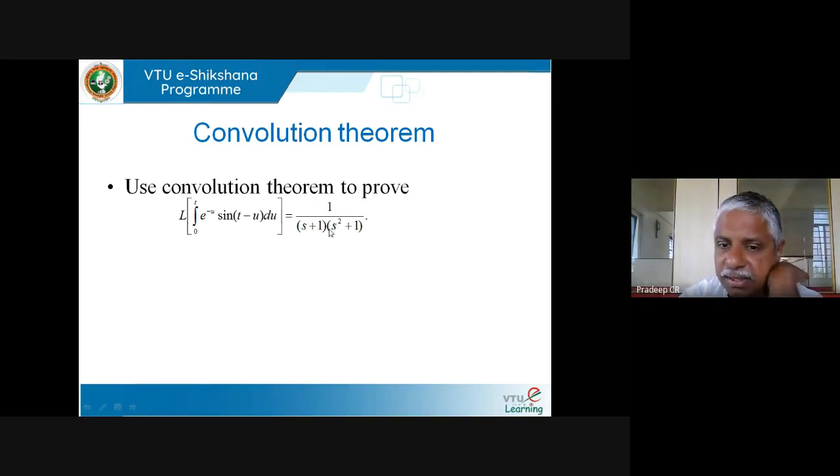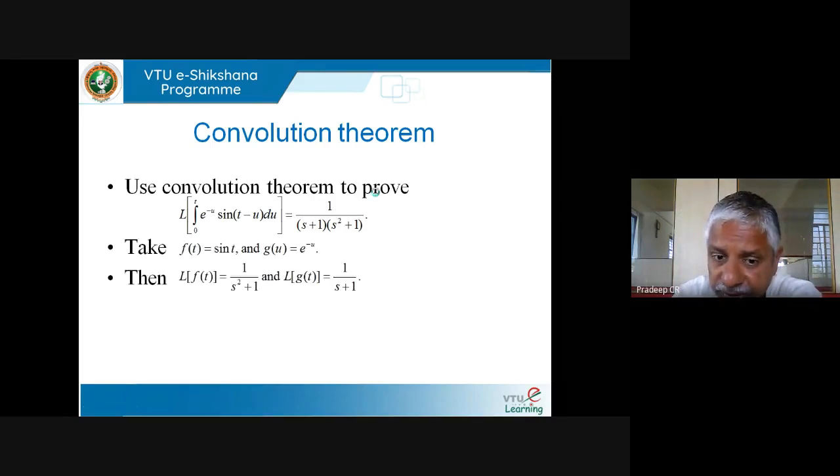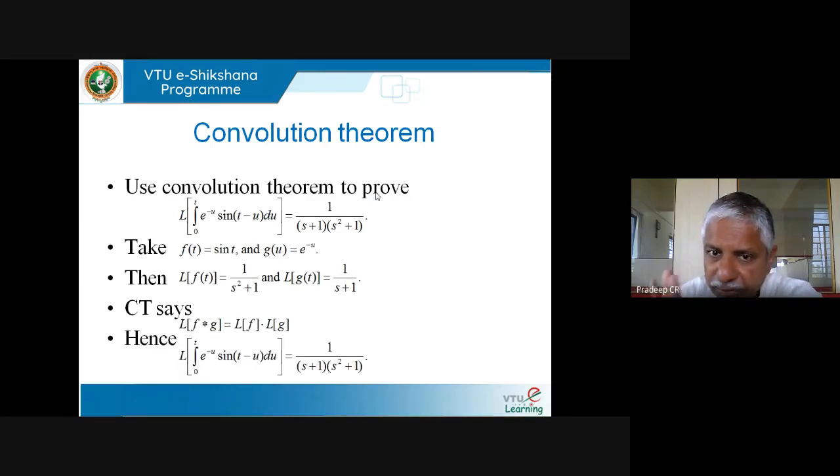Given that the right hand side is a product of Laplaces of two functions, which are the two functions? From this I get sine t, and from this I get e power minus t. If I take the convolution of those two, this is what I get, and hence I have proved that the Laplace of the integral of this is Laplace of f into Laplace of g. So basically I use the convolution theorem. These are the two types of problems.